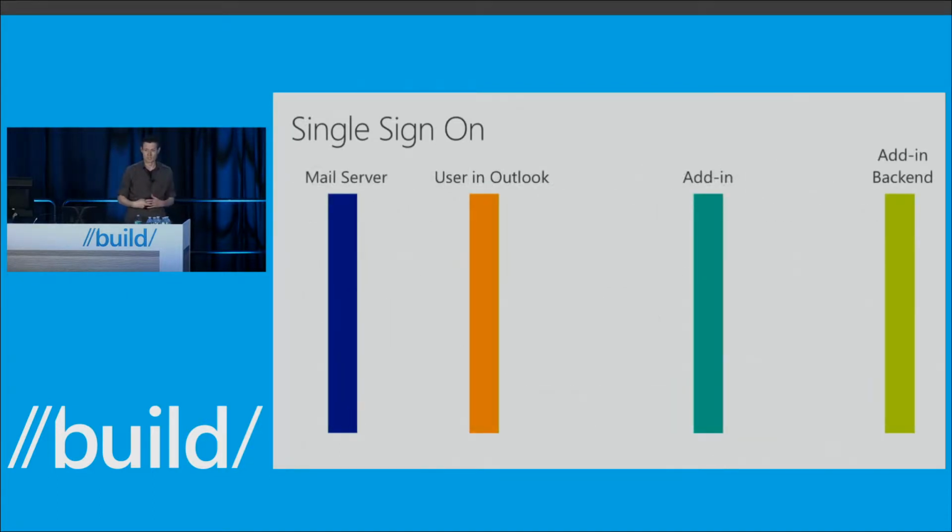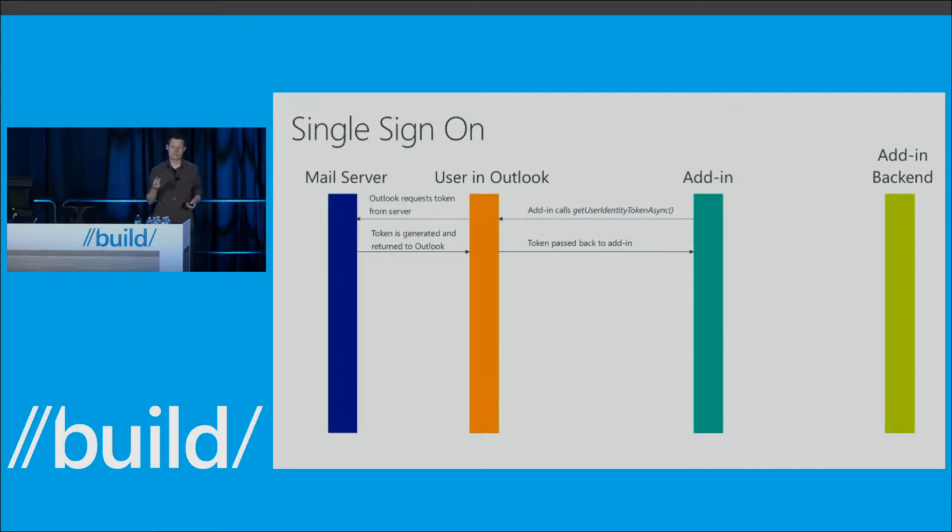So how would this actually work? Let's say that we're building an add-in and we want to support single sign-on. Well, the way it works is fairly simple. The user is going to start in Outlook, and he's going to launch an add-in. Now, the first thing the add-in will do is call getUserIdentityToken. This is going to force Outlook to make a call back to its mail server, Exchange or Outlook.com, and actually generate a user identity token for the add-in. So that token will be passed back into the add-in. And now that the add-in has this token, it's going to pass it back to its own backend service to validate and look up the user and actually perform sign-in.